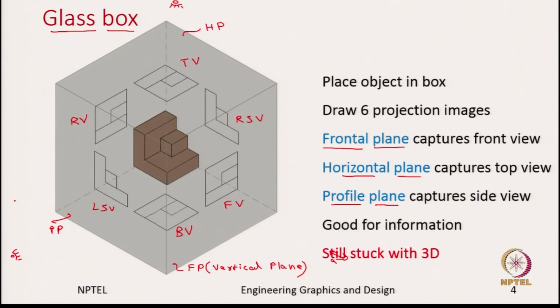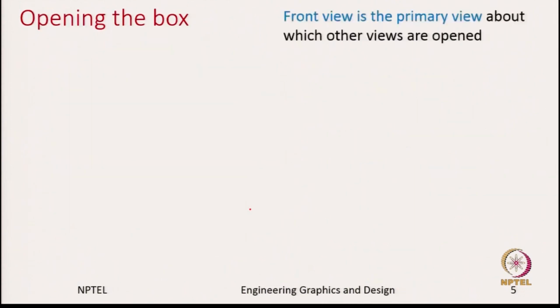So, good, we have solved this problem, but we are still stuck with 3D, which means though all these views are 2D, now we have 6 views which are in the 3D space. But at the end of the day, when I want to do an engineering drawing, I need to draw it on a sheet of paper, which means all the 6 views should sit on a paper. Now, the question is, how do I bring all these 6 views and put them on one sheet of paper? The solution is to open the box.